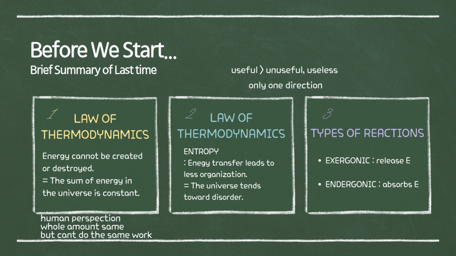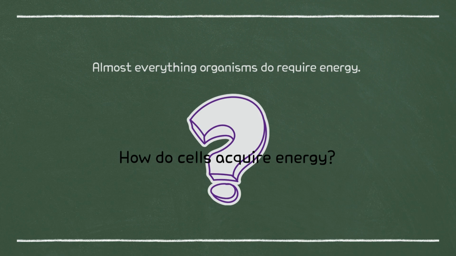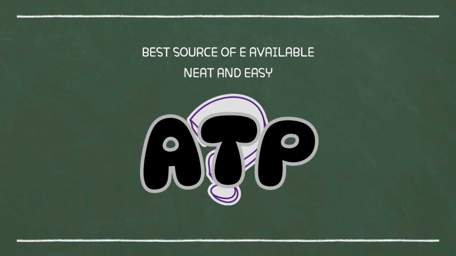And we also learned that there are two types of reactions: exergonic, which is releasing energy, and endergonic, which is absorbing energy. Now let's move on to today's topic. Almost everything an organism does requires energy. How then can the cell acquire the energy it needs without becoming a major mess, like we learned about the second law of thermodynamics? Fortunately, it's through adenosine triphosphate, ATP, the best energy source available for us.